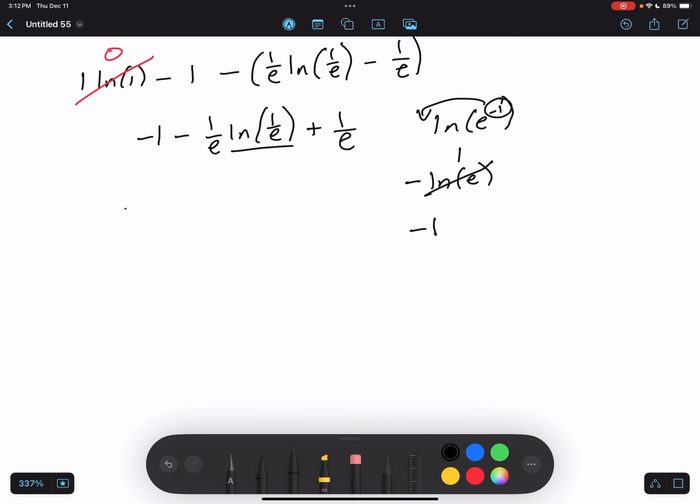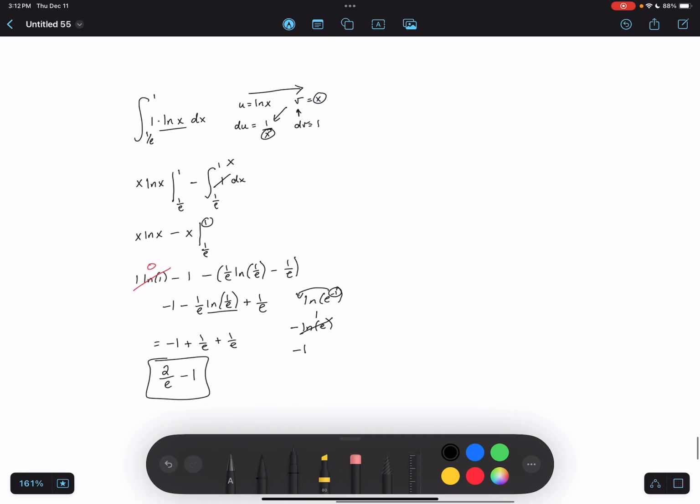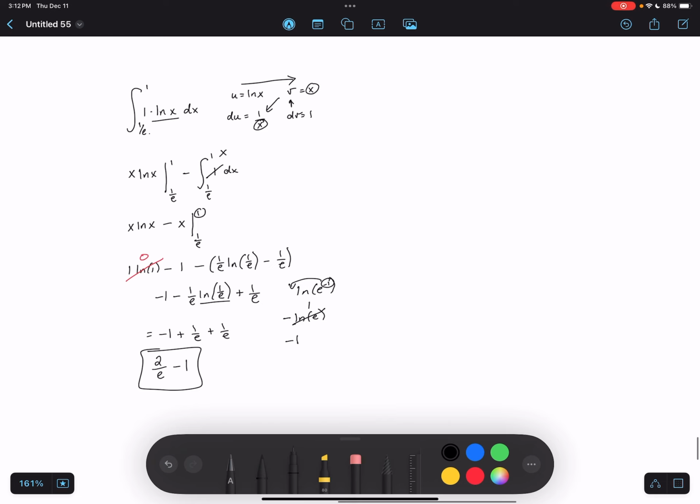So what this really all works out to being is negative 1 minus negative 1 times 1 over e, which is plus 1 over e, plus another 1 over e. And so what we actually are left with here is 2 over e minus 1. And that is the final solution to the definite integral ln of x from 1 over e to 1.